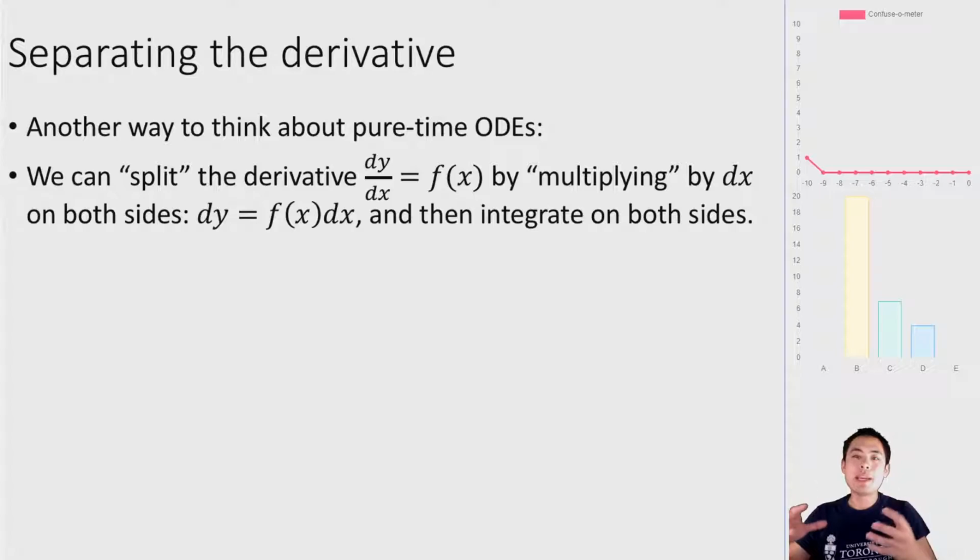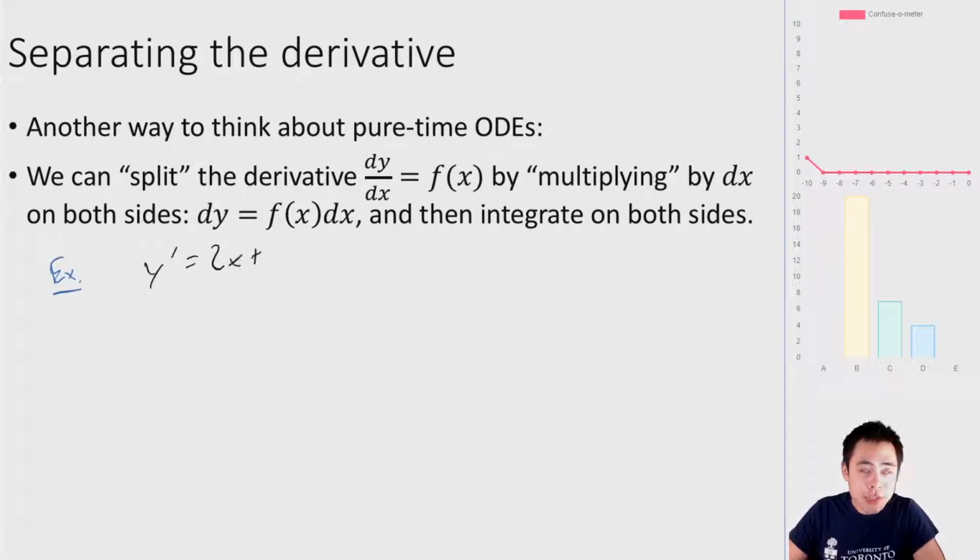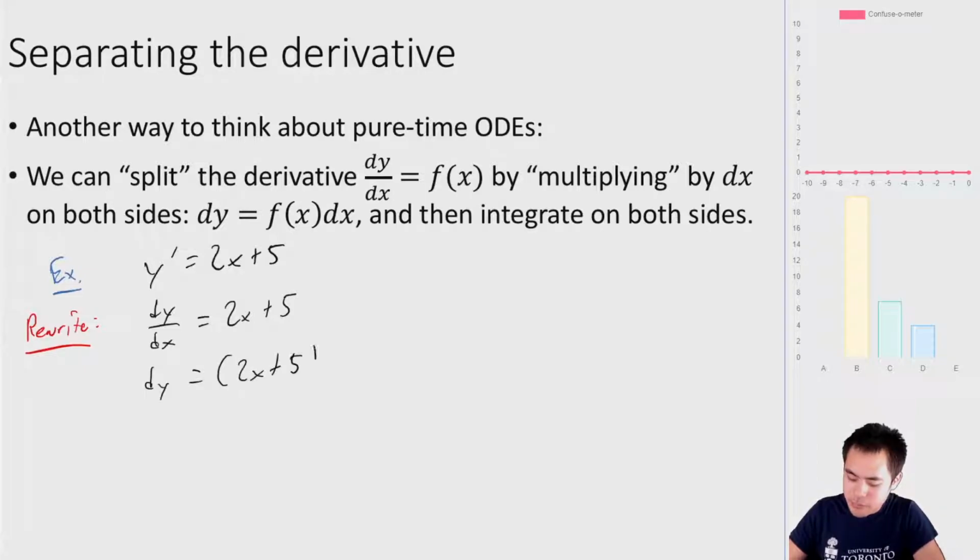But you can multiply by dx on both sides, and you get dy is equal to f of x dx, and then you integrate on both sides. Again, this is a little bit weird, but it is something that we can formally do, and it'll turn out we'll get the same answer. So let's show this using the same example. So if we had y prime is equal to 2x plus 5, we can rewrite it as dy/dx is equal to 2x plus 5. And we have dy is equal to 2x plus 5 dx.